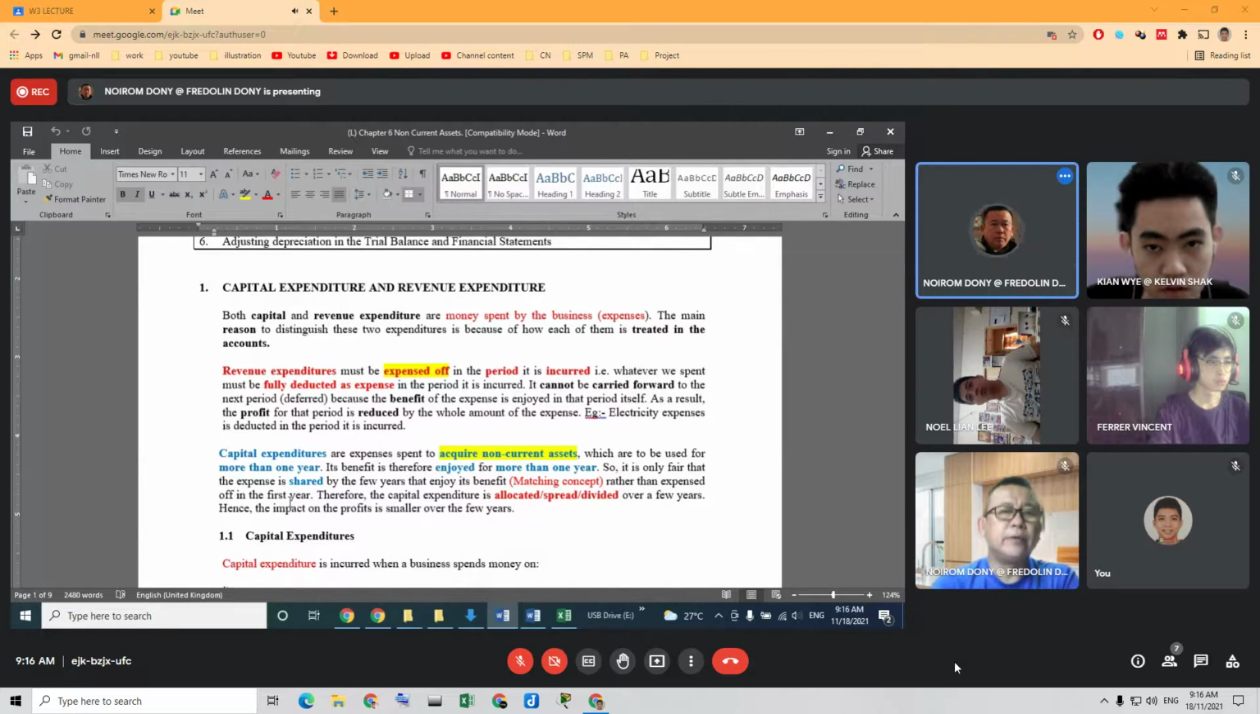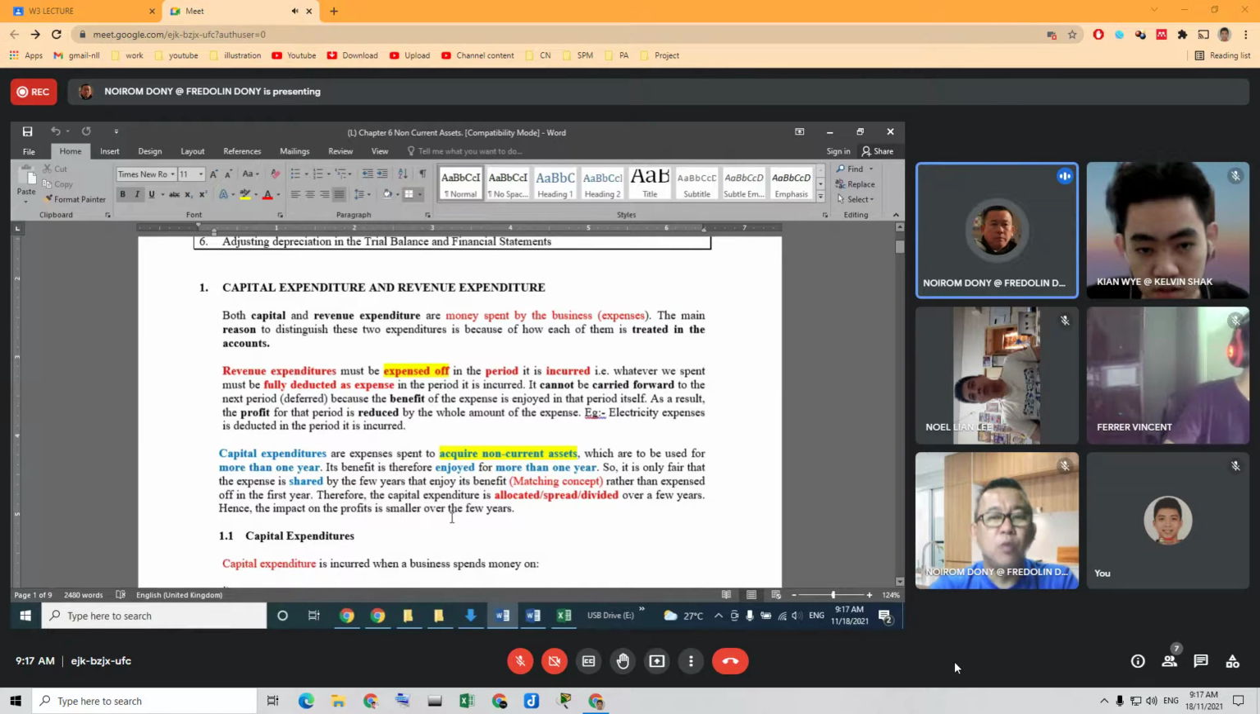So by right, we allocate the expenses that is being used from that capital expenditure year by year, share on yearly basis, more than 1 year, shared by few years. That is the meaning. So we are following the matching concept. Therefore, the capital expenditure allocated, spread, divided over a few years. Hence, the impact of the profit is smaller over the 5 years.